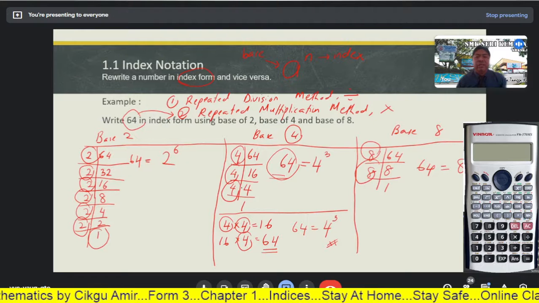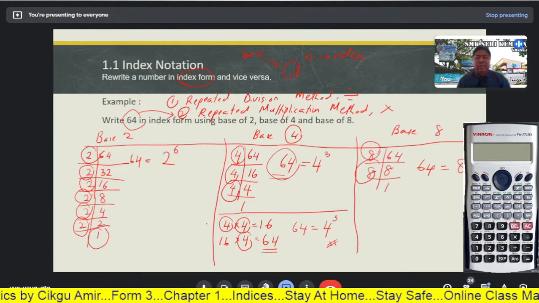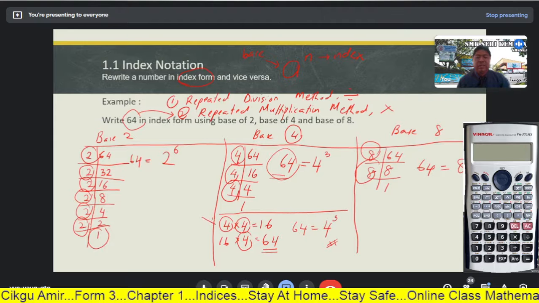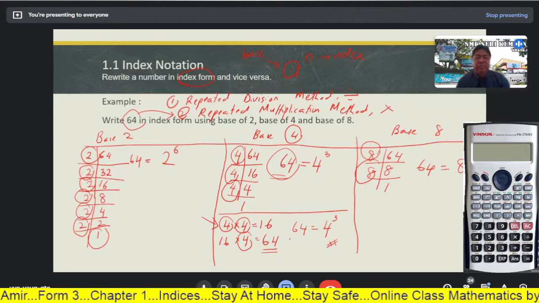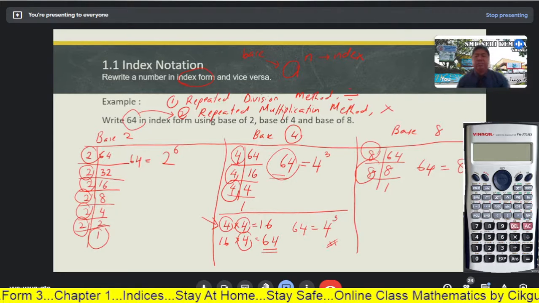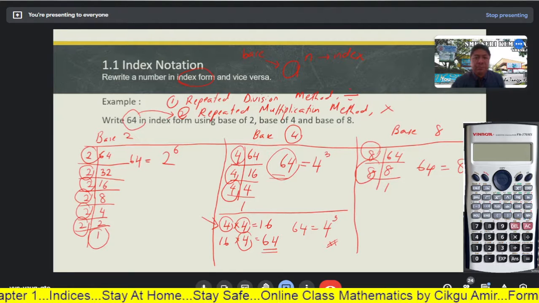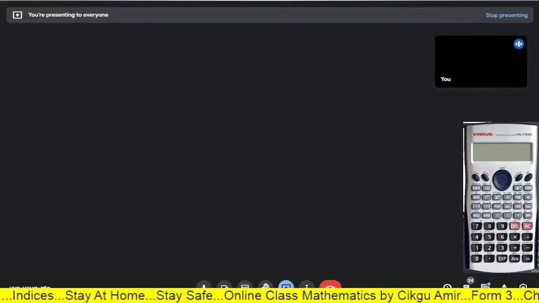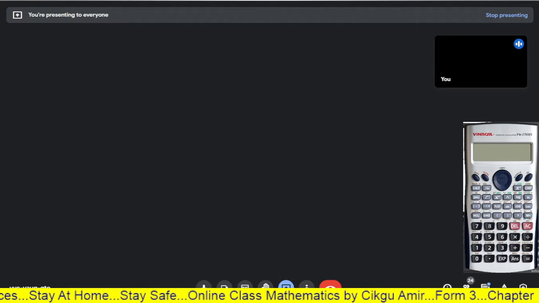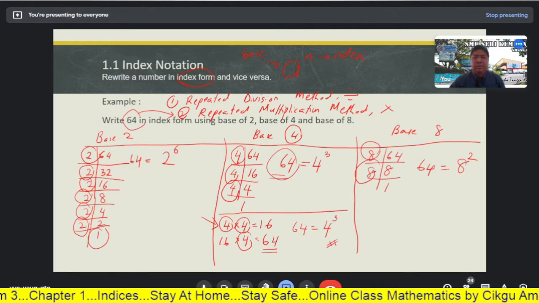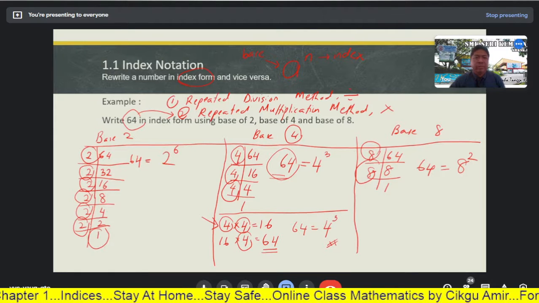This is the division method. The second one here is the repeat multiplication method. You can write this in your exercise book. Okay, move to the next one.